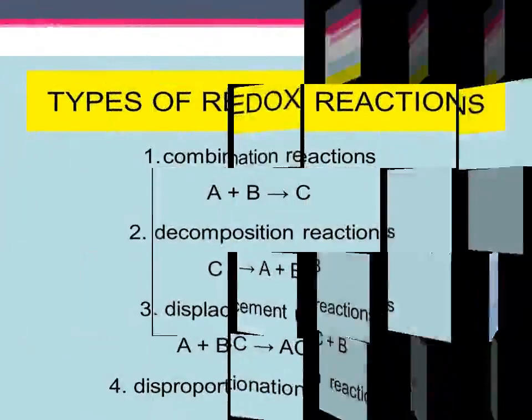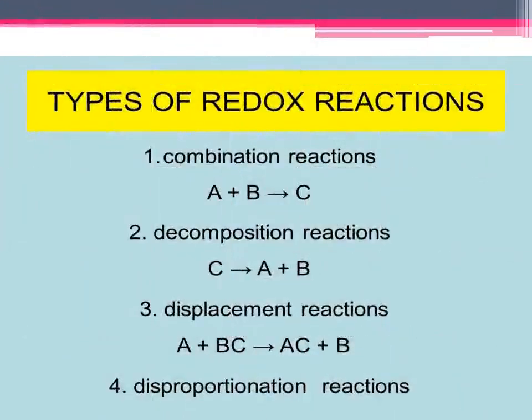Now, there are different types of redox reactions. First of all, combination reactions. A is a compound, B is a compound. By linking both compounds, we will get a compound C. This is a new compound. A plus B gives C.